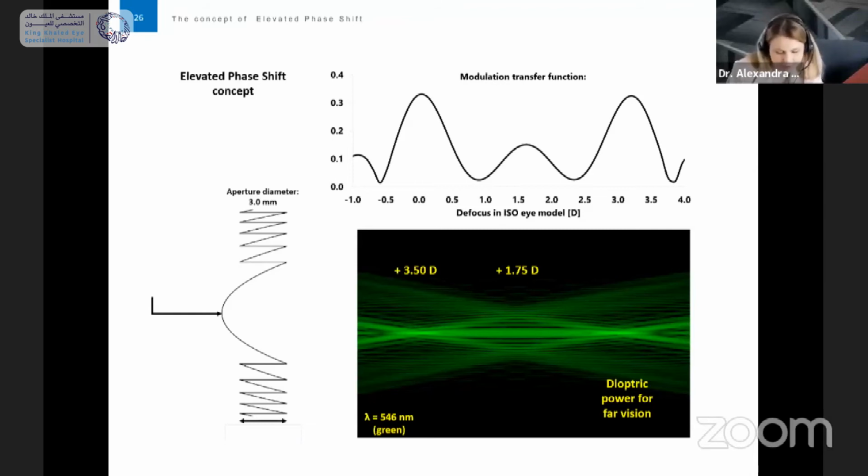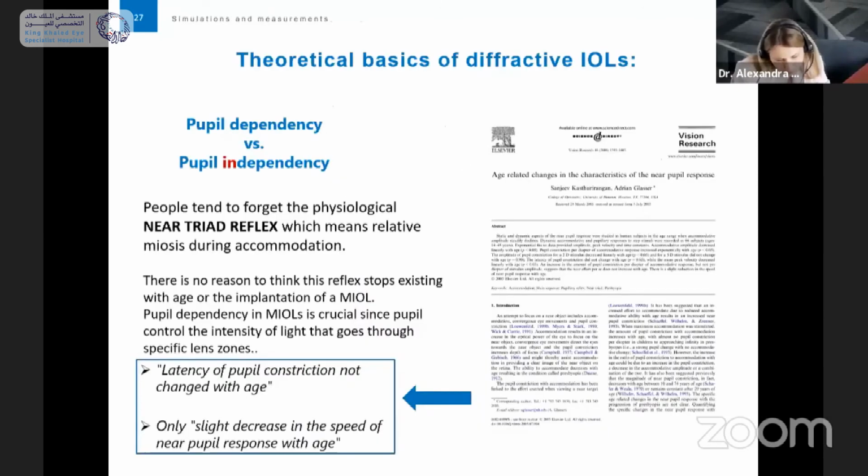So this is the technology, just to show you that you can create it without any editing second diffractive array. Very often there is a question about independency or dependency of the intraocular lenses, pupil dependency. Looking to the physiology and looking to the physics, and mainly physiology, we know that pupil is very important in physiological near triad reflex, which means relative miosis during accommodation.